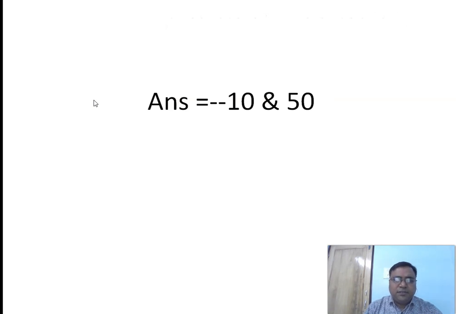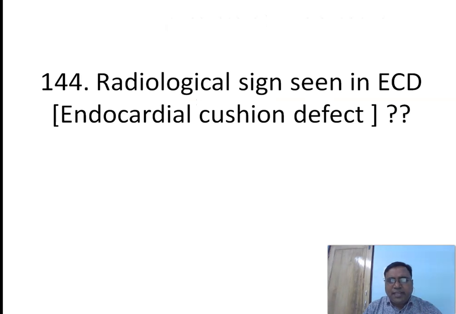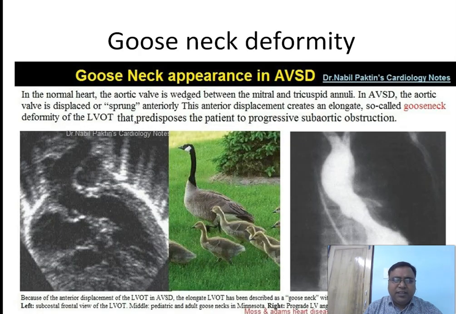Next, radiological sign seen in ECD, endocardial cushion defect. Which is the classical radiological sign we are getting in ECD? The answer is goose neck deformity.